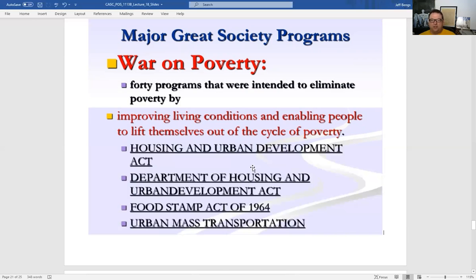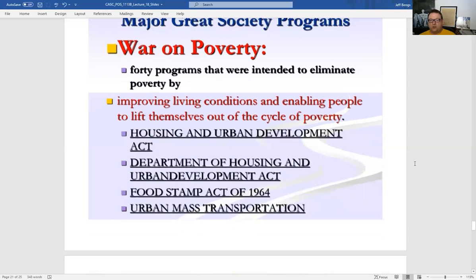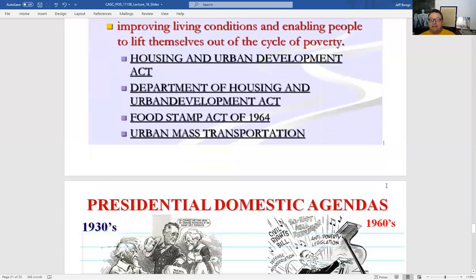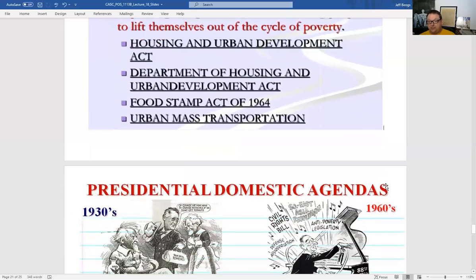Here are some of the programs that were instituted. Probably one of the most well-known that we still know of today is the Food Stamp Act. Food stamps are still a vital program to so many of the poor in our nation. Another significant one is Medicaid. Medicaid is health insurance for the poor.